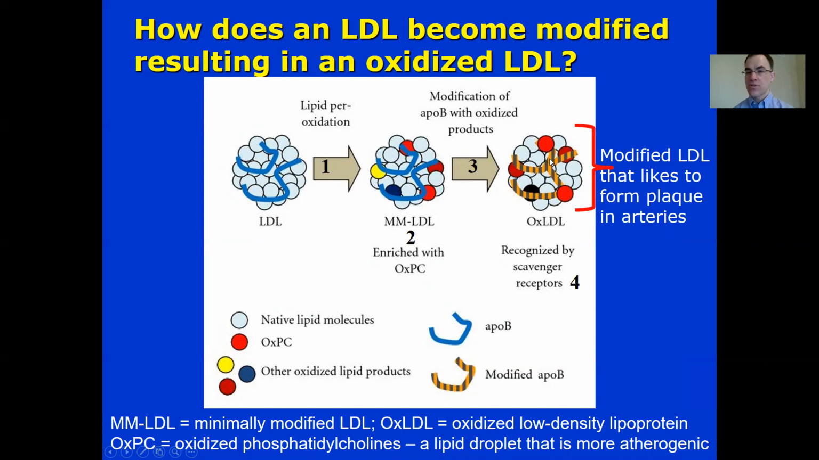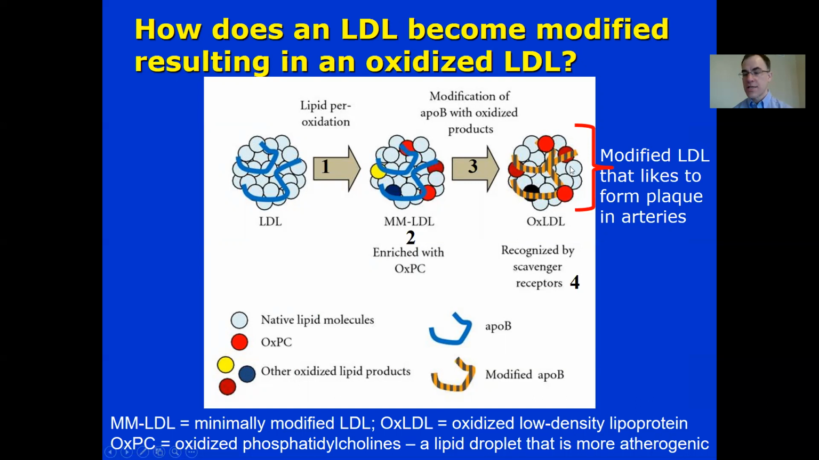And what happens is once we have this ApoB 100 attached firmly with these lipid droplets, you become a modified LDL. And no longer is the LDL attracted to the LDL receptor throughout the body, but instead now the oxidized or modified LDL is only recognized by scavenger receptors on macrophages. So this step number 4 is going to be really important in just a moment as we talk about a macrophage and the development of atherosclerosis.